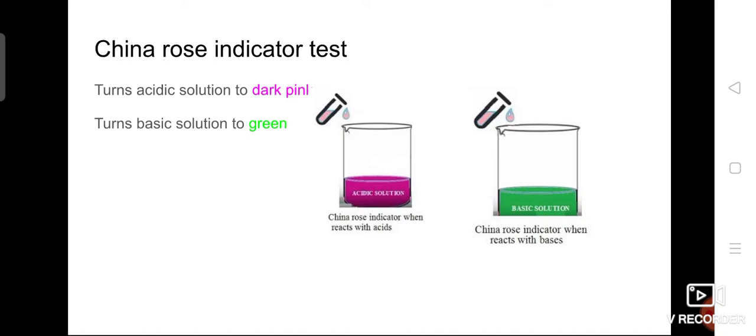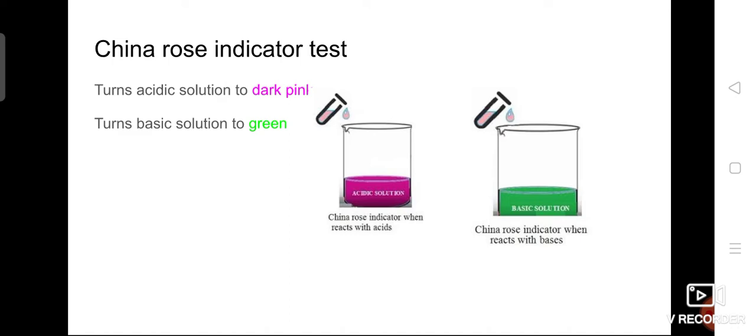If a basic solution is added to the China rose indicator, it turns green in color. Have you understood? What is the color of the China rose indicator? It is reddish. If you add acidic solution, that reddish color turns into dark pink. If you add basic solution, that reddish color will change into green. Are you all clear? So I repeat, you take the acidic and basic solution separately in beakers. Put a few drops of China rose indicator solution.